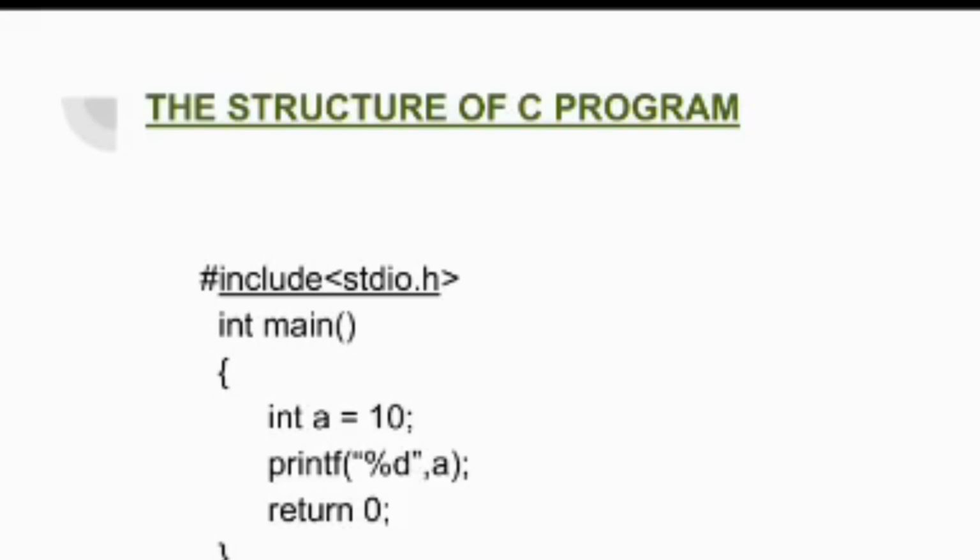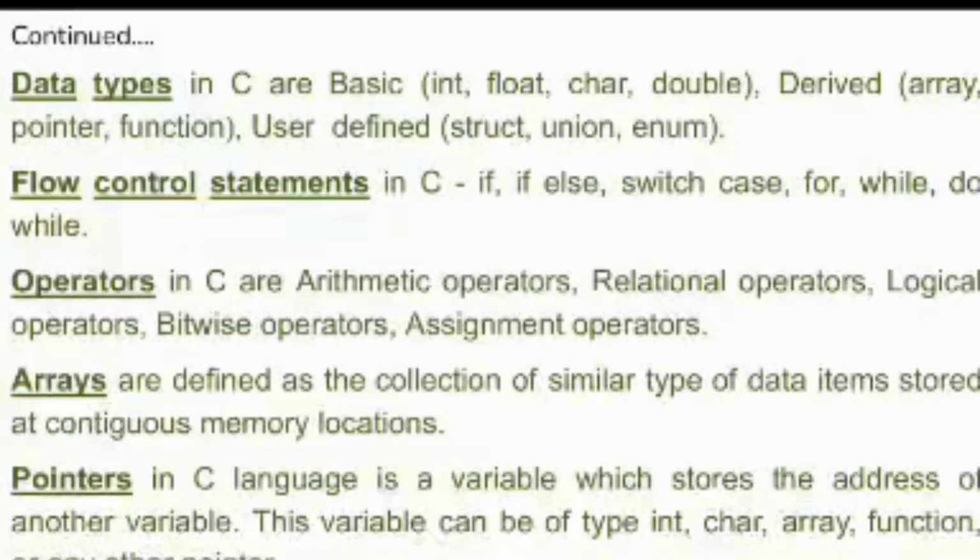int a = 0. We are initializing a and giving it the value of 10. The printf statement is used for printing a value. And return 0 confirms that the program has run without any error. Next we will go to the slide on data types.